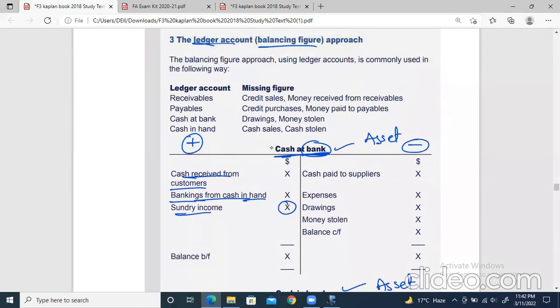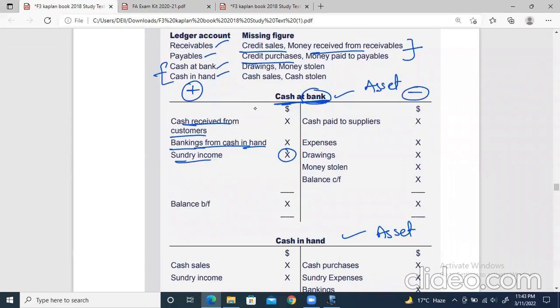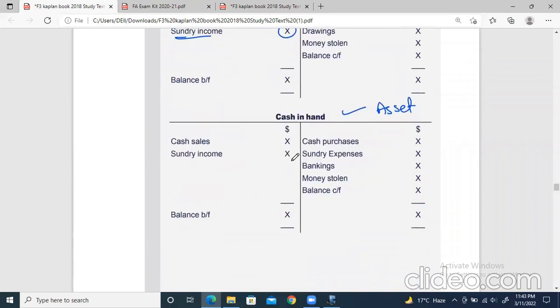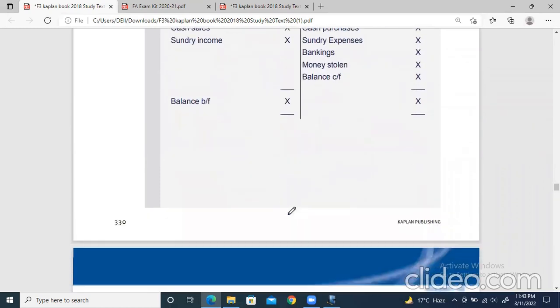You can see some more ledger accounts being listed over here as well. Cash at bank, cash in hand. We have looked at this. Receivable and payable are exactly the same as what we've already discussed in the control accounts. Because this is the missing figure, it may ask you to find credit sales, credit purchases, or money received. These two things we've already looked at in that chapter in much detail as well, right? Remember? And from this cash account, it's very simple to calculate the receipts and payments because the debit side is plus, the credit side is minus. Same goes here with the cash in hand as well. So these are very simple.